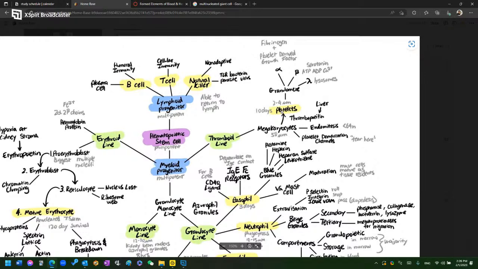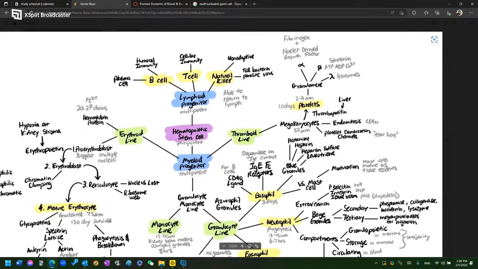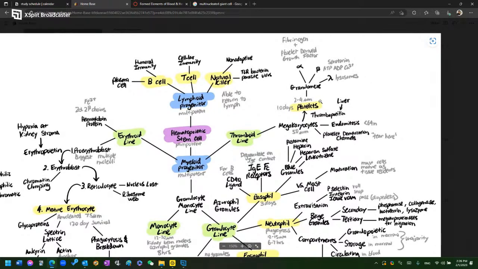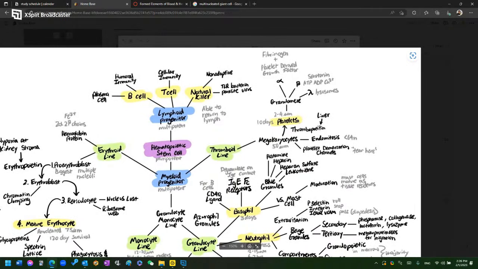And so then they turn into platelets, which last 10 days, and they're a lot smaller than the red blood cells, which are 7.5 microns, down to 4 microns. So about half the size of a red blood cell to maybe a fourth of the size of a red blood cell.